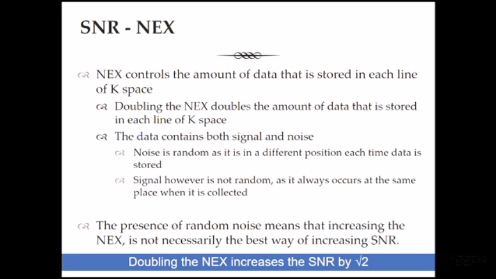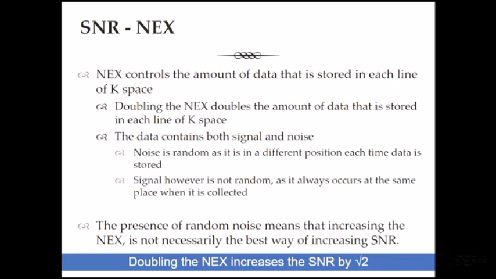The data contains both signal and noise, so we're collecting that inherent noise in the system plus the signal that we've generated from our MR. The reason that's important is noise is random, the signal, however, is not. So essentially what happens with NEX is that if we do 2 NEX, we don't increase the signal to noise ratio by 2, we increase it by the square root of the number of NEX.